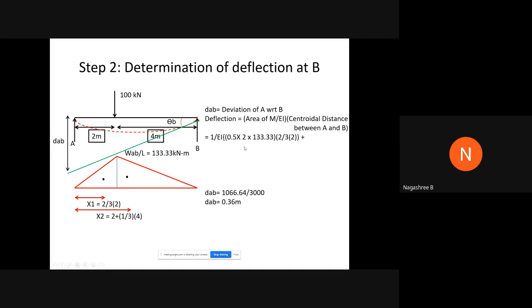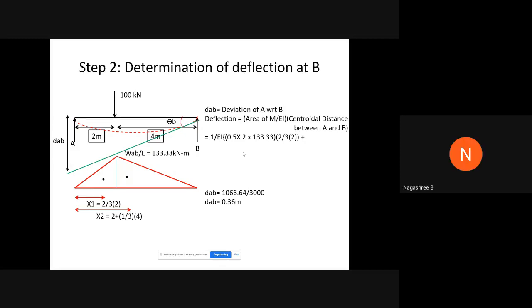Did you get this? For the first triangle I have solved over here. Did you get this? All of you understood this? Yes, ma'am. Yes, all of you? Do you want me to repeat it once again?